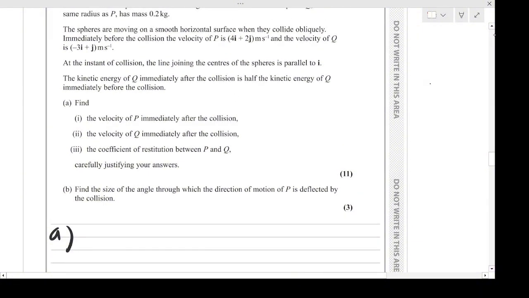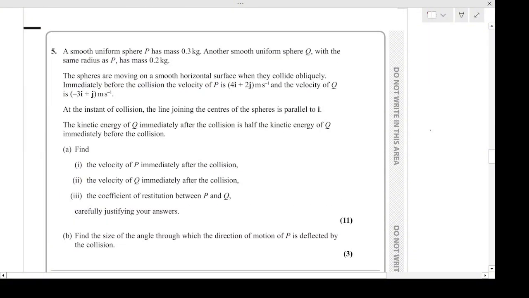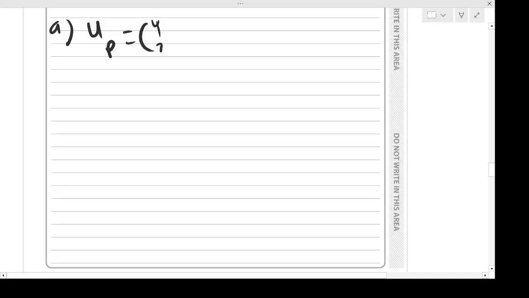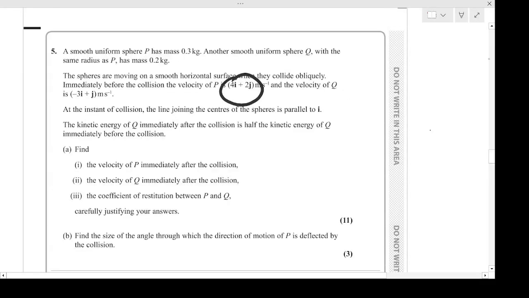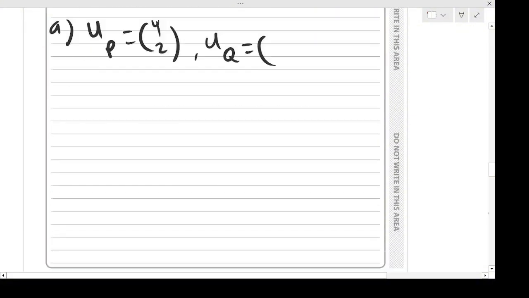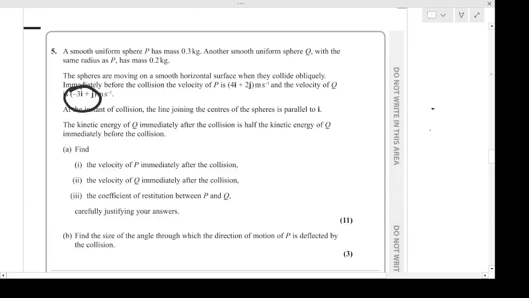So if I just list my velocities. Firstly, for P, the initial velocity we are told is 4I and 2J, so it's going to be (4, 2). And then for Q, the initial velocity is minus 3I and J, so it's going to be (-3, 1). And then what about afterwards? What about the final velocities?